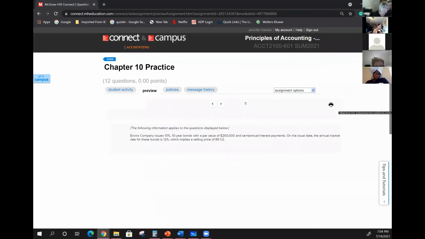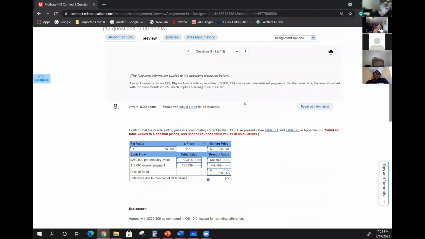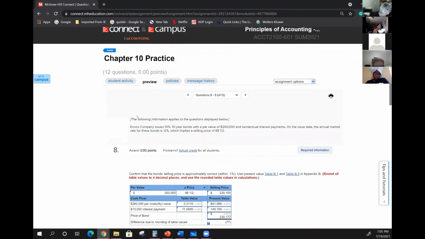Okay, number 8. All right, number 8 says the company issues 10%, 10-year bonds with a par value of 260,000 with semi-annual interest payments. On the issue date, the annual market rate for these bonds is 12%, which implies selling at 88.5. So we're doing the same thing, but we are going to look at it a little bit different. The numbers are showing up a little bit different. The way you calculate things is the same. We're just going to look at it a little bit different.